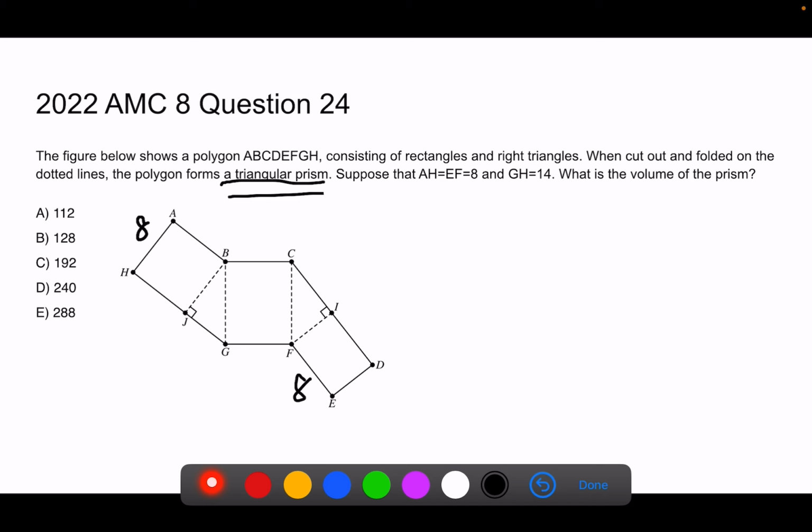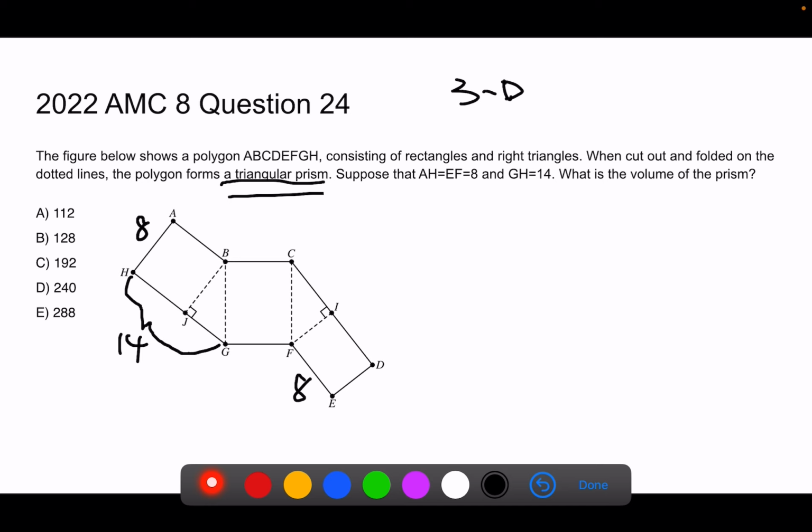I will just make it easier. If GH equals 14, let's have this. What is the volume of this prism? Again, a 3D geometry question. Always very challenging because our mind is designed to think about stuff, at least on paper, from a 2D perspective. So anything 3D is a little hard to picture.